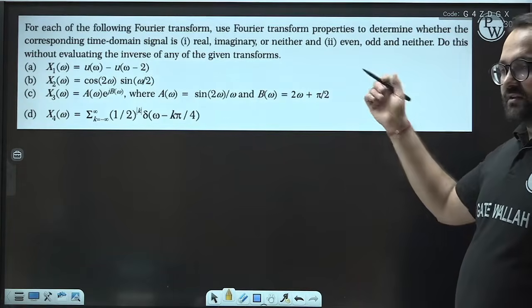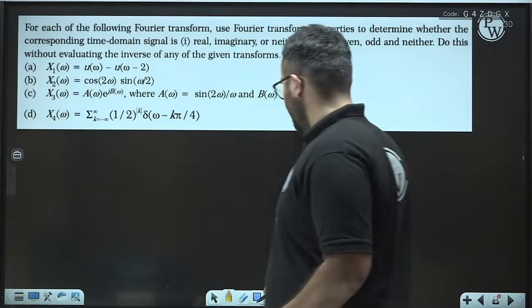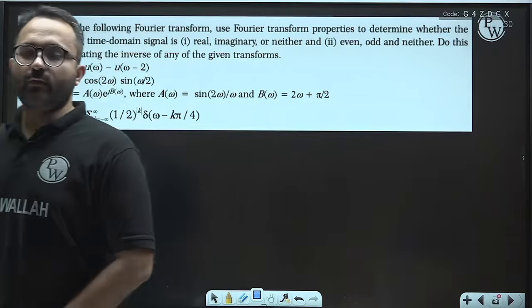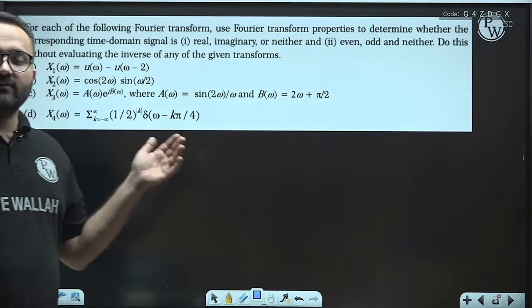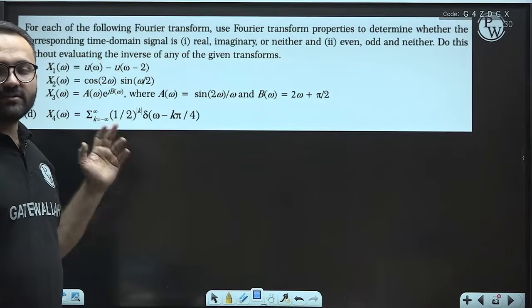Now this is a question based on the above properties. Let's solve this question. This kind of question can come in the GATE exam, where the Fourier transform is given and we have to find out the property or the type of the signal.